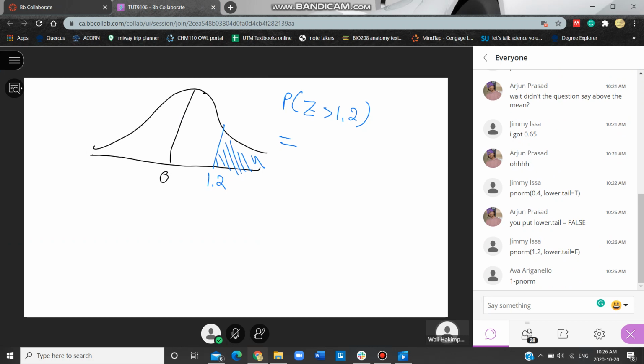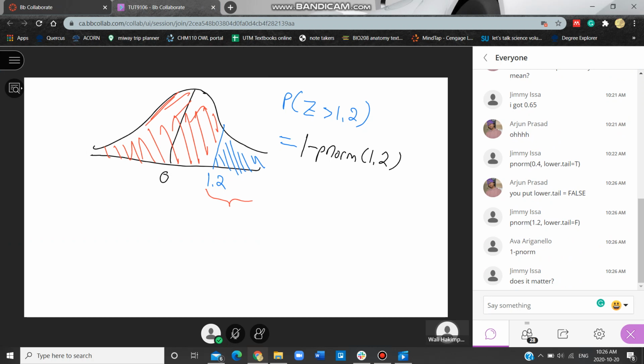Right. What I was getting at is you want to do 1 minus pnorm of 1.2. So remember, pnorm of 1.2 is giving us everything that's shaded in red. So if we do 1 minus everything that's shaded in red, we're going to get everything that's shaded in blue. So in this case, you do 1 minus pnorm of 1.2. Okay? So these are just some things you want to keep in mind.